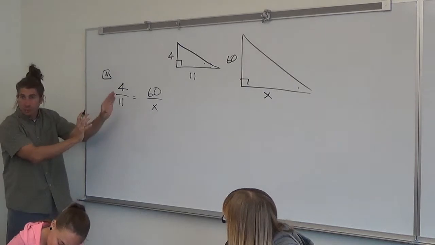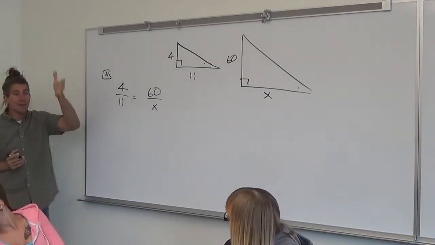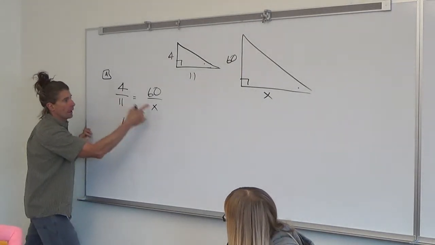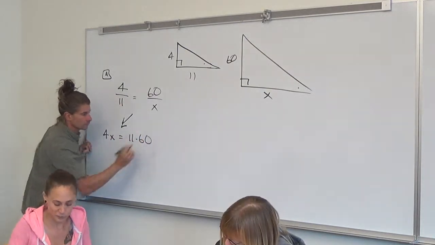A proportion is a fraction equals a fraction. And how many remember cross multiplication? Good. As long as you have a pure proportion, this totally works. I'm going to put this down here. 4 times X equals 11 times 60.